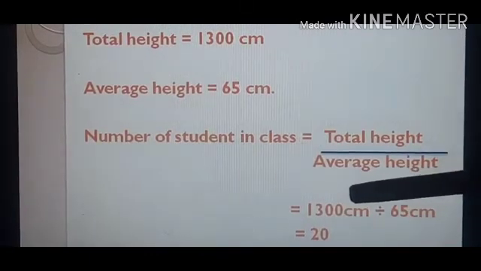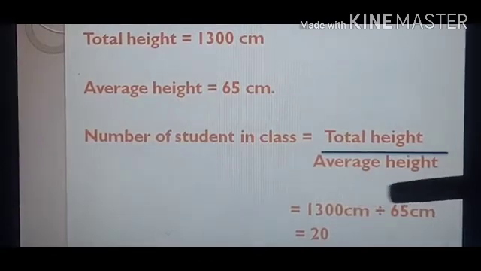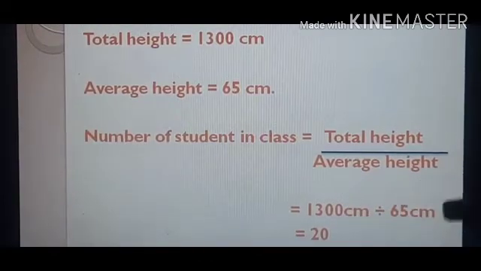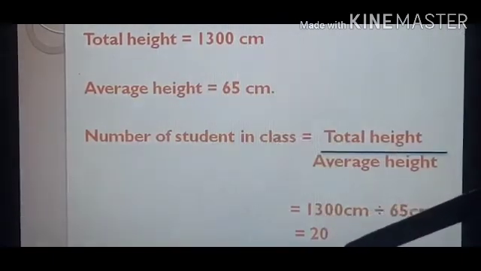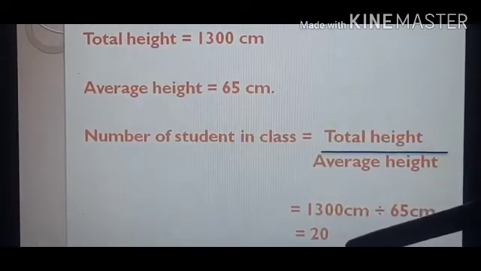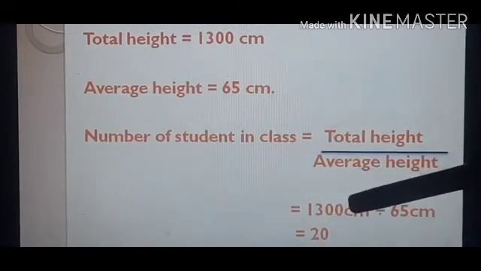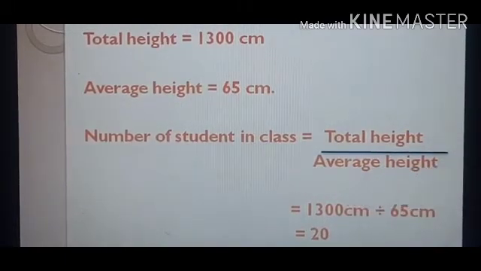Here, for the unit you will write down centimeter, centimeter, and after division these will cancel. And because we are finding out the number of students, no centimeter will be there. It is clear from here. Centimeter, centimeter will be cancelled.